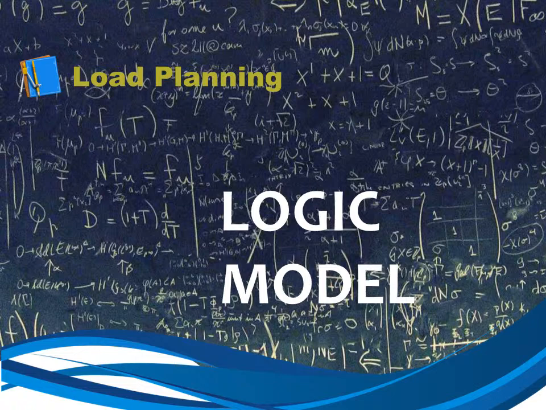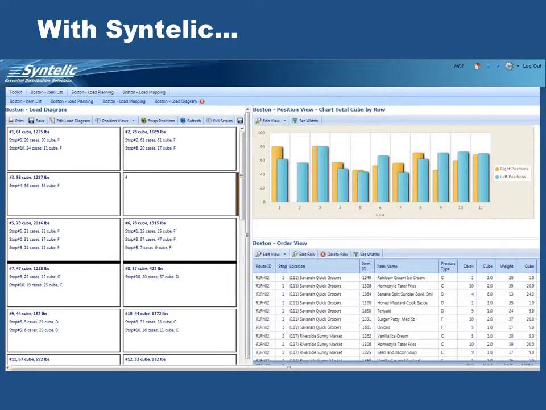Syntelic employs sophisticated load planning logic. It's fast, it's accurate, and it's flexible. Once the plans are calculated, the load planner focuses only on the exceptions. He or she can see at a glance any load plans that are tight, either by capacity or axle weights. Drilling down on an individual load diagram, the planner can see cases and cubes by stop for each pallet position, even individual items for that pallet position. It's quick and easy to make any adjustments if needed.